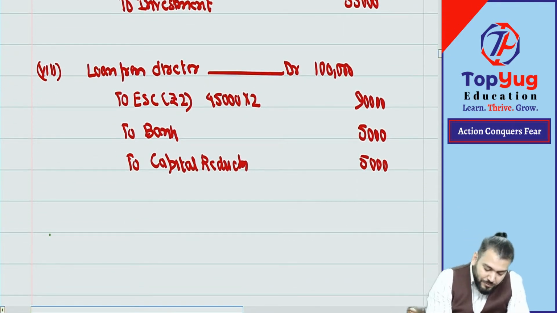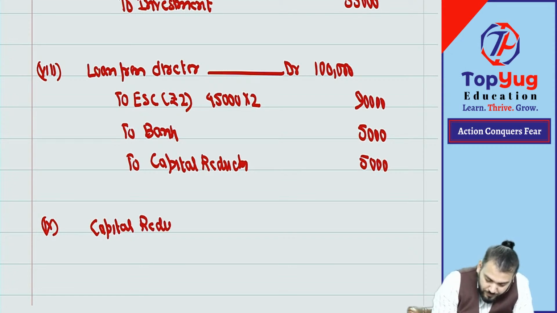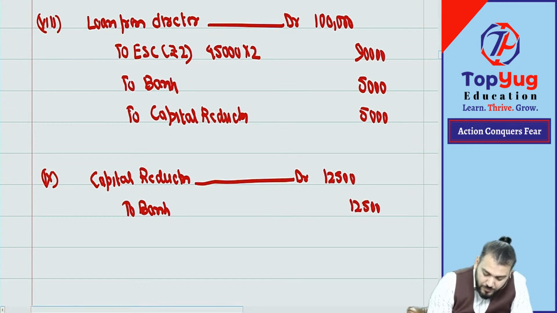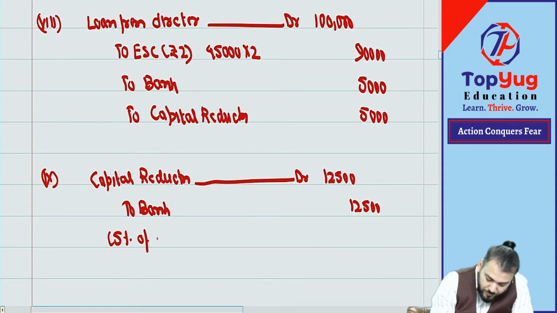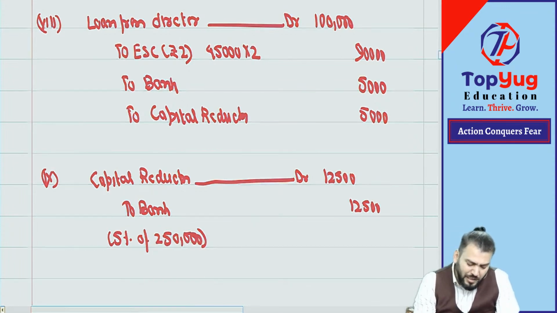So point number 9. What journal entry? Capital reduction account debit to bank. That is how much? 12,500. It is 5% of 2,50,000. Then these are done. Then last transaction.